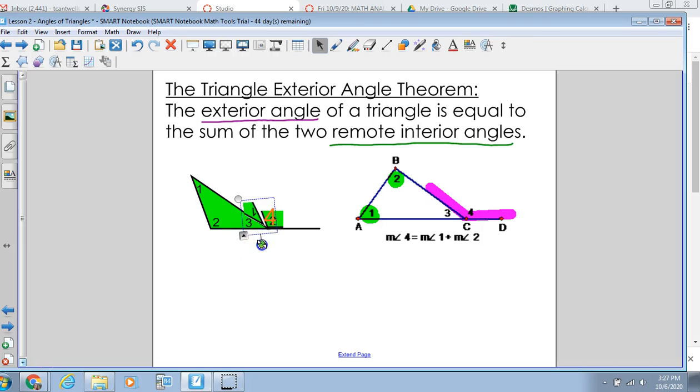And you can see, let me rotate just a little bit more. You can see that my angle 4 is equal to angle 1 plus angle 2. Sorry, mine didn't come out quite exactly right there, but I hope you can see. There we go. Now I've got it in there. So the exterior angle equals the sum of the two remote interior angles.